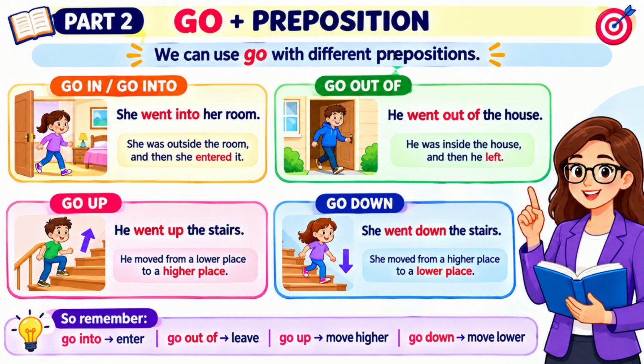He went up the stairs. He moved from the lower place to the higher place. Go down. She went down the stairs. She moved from the higher place to the lower place. So remember, go into means enter. Go out of means to leave. Go up means to move higher. Go down means move lower.